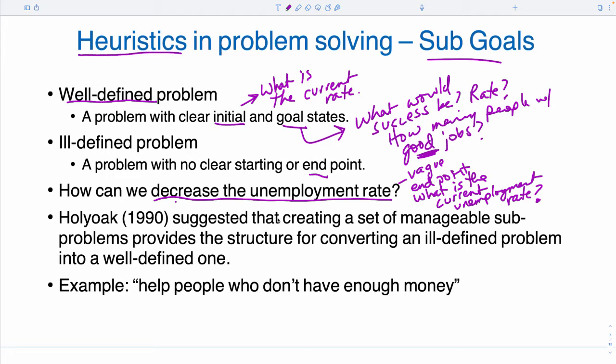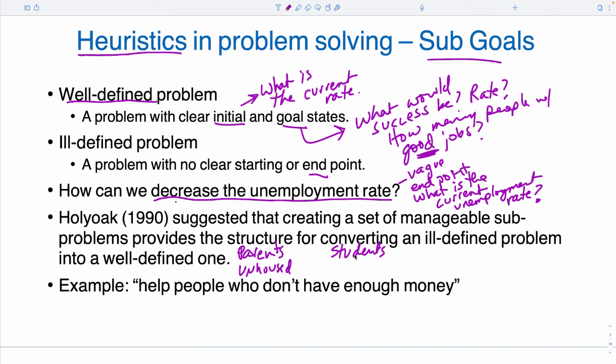Now, Holyoak suggested that creating a set of manageable sub-problems provides the structure for converting an ill-defined problem into a well-defined one. So what would that look like here for our problem of giving people who need jobs access to jobs, right? Well, it might differ depending on the population. Maybe parents are going to need one approach. Maybe people who are currently unhoused are going to need a particular type of approach. Maybe students have particular needs, and so on.